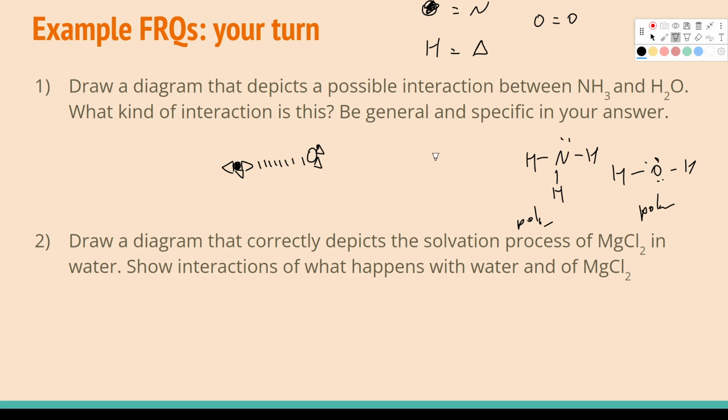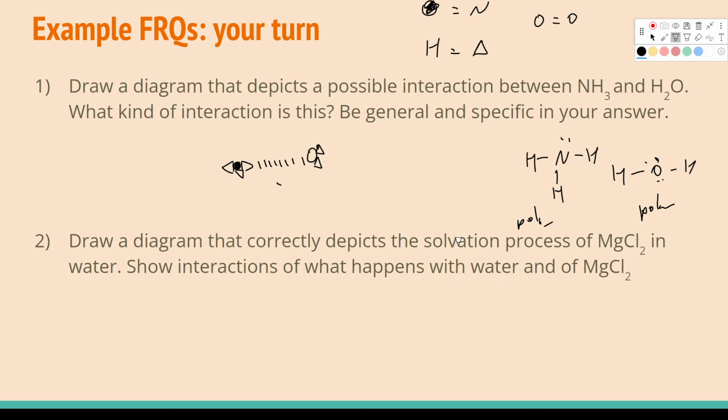So the stronger DDI. Because we have hydrogens bonded to either N, O, or F. So in this case here, and then here. So those are good polar bonds. And so that's going to be an H bond. So our general is just IMF. And then we can get more specific with DDI and then even more specific with hydrogen bonds. Cool. Alrighty. Draw a diagram that correctly depicts the solvation process of MgCl2.